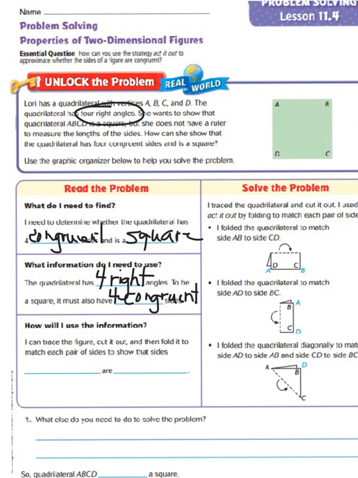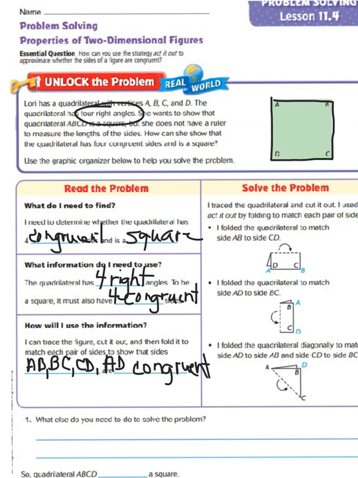Now, how exactly will we use the information? Well, I can trace the figure, cut it out, and then fold it to match each pair of sides to show that sides AB, BC, CD, and AD are congruent. So, we can take a piece of paper and we can trace over our shape up here, and then we can fold it over and fold it over again to see if the sides are of equal length.